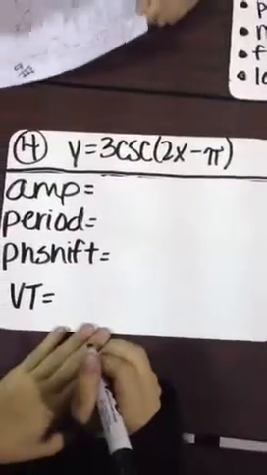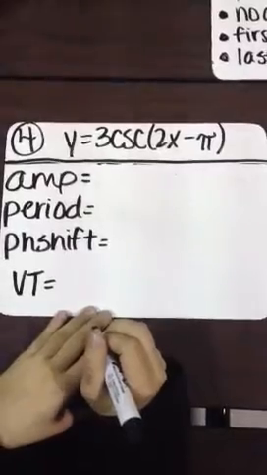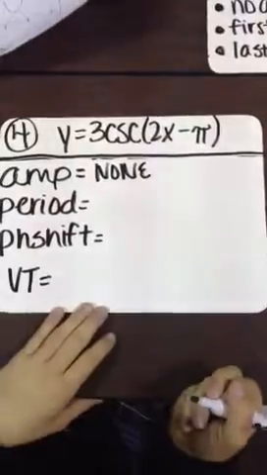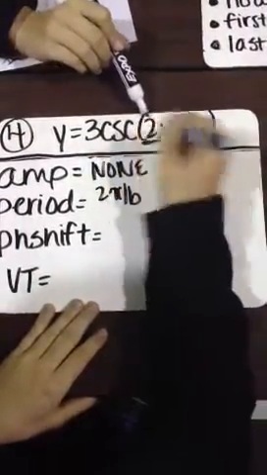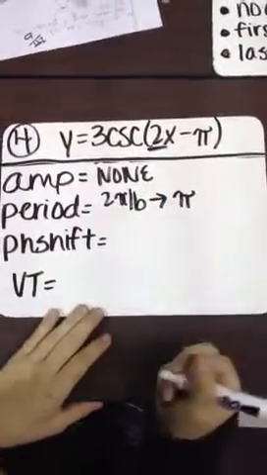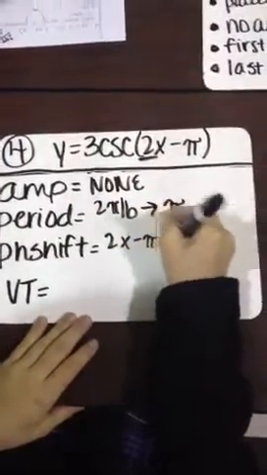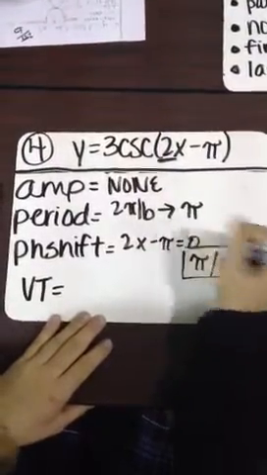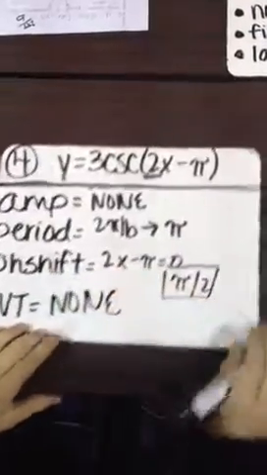Okay, number 4 on the study guide, the equation is y = 3 csc(2x − π). The amplitude would be none, because there is no amplitude for cosecant. The period would be 2π over b, which is the number in front of x, and it would end up being π. The phase shift would be whatever's in the parentheses set equal to 0, and would end up being π/2. Vertical translation, there is none because there's nothing outside of parentheses plus or minus.